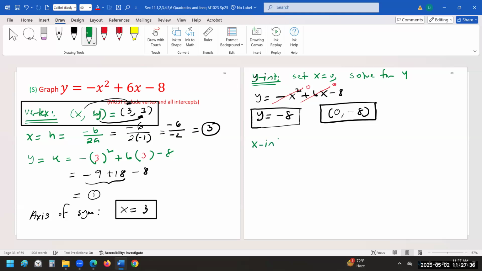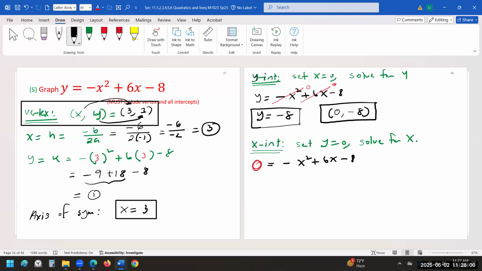Now to find the x-intercept, we set y to be 0 and we solve for x. So y equals 0 means here we have 0 equals negative x squared plus 6x minus 8. But then we have a problem.